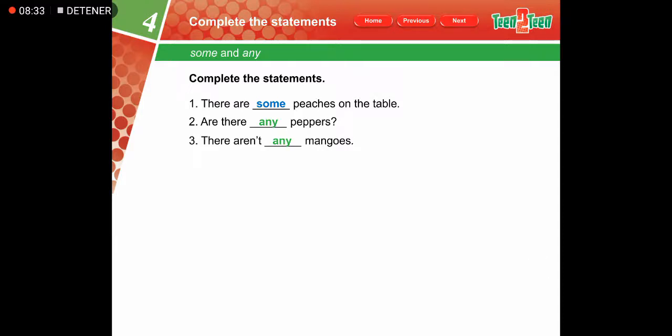There aren't any mangoes. Ahora, ¿qué es pregunta? Entonces, ¿cómo comenzamos la pregunta? Puede comenzar con is o con are. Pero en este caso es plural porque dice books. Entonces vamos a comenzar con are. Are there any books in your room? They aren't. Dice aren't, entonces quiere decir que es negativo. Entonces vamos a poner no. No, there aren't.